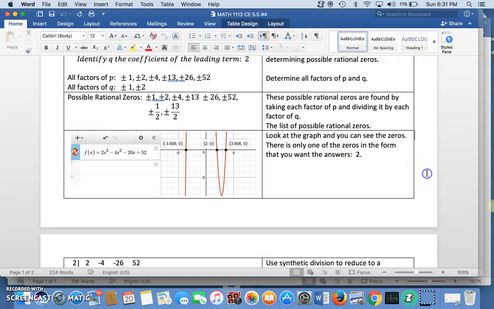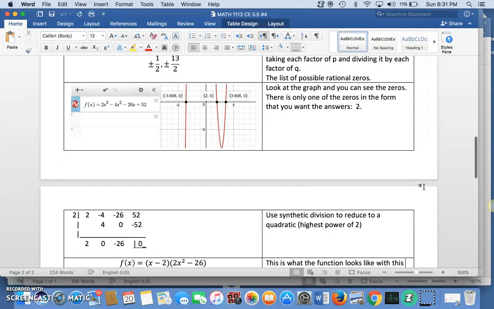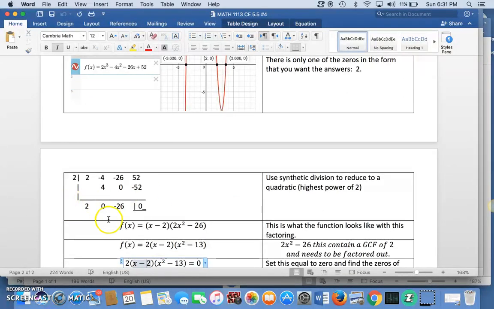So we're going to pull 2 out, and it's crossing there, so that means we can't use it but one time. So we go to our synthetic division. We're using 2 going in. Bring the 2 down. 2 times 2 is 4. Negative 4 and 4 is 0. 0 times 2, negative 26 times 2, negative 52, 0. So now you're down to a quadratic.